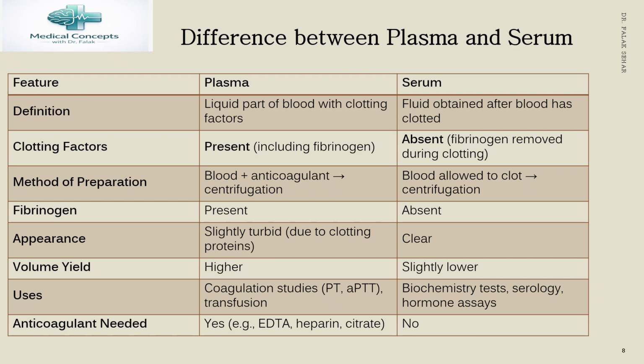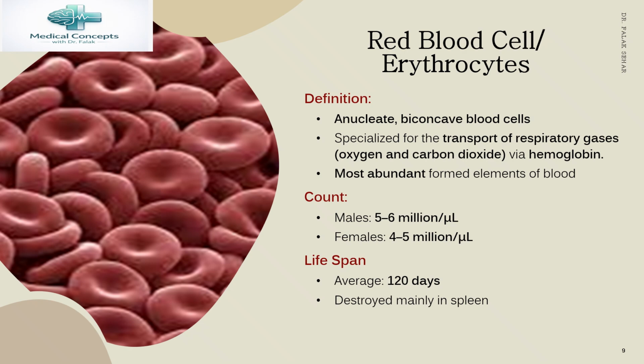So this slide is very important. It will give you clear differentiation points between the plasma and the serum. Now coming to the main components of the blood. First, we are going to discuss the red blood cells that are also known as erythrocytes. Erythro word is for red and cytes is for cell.